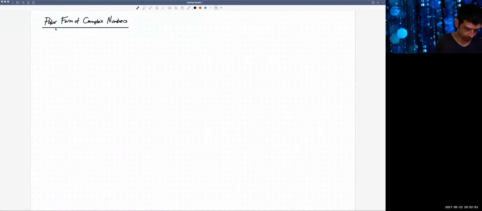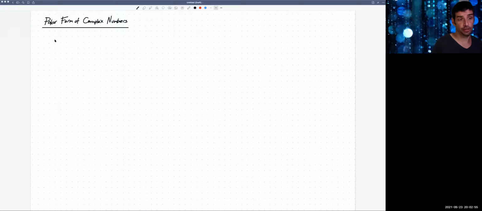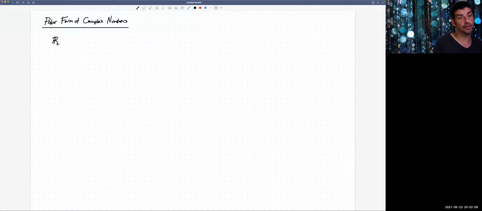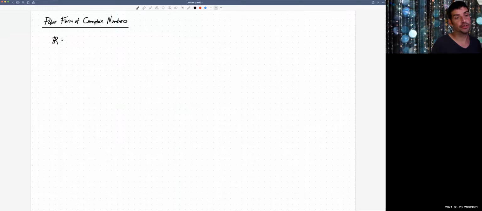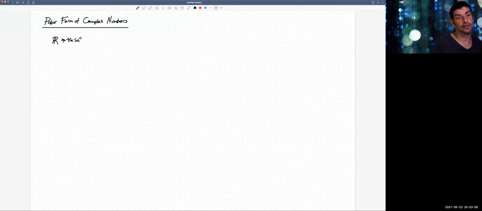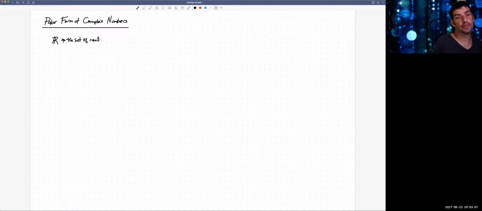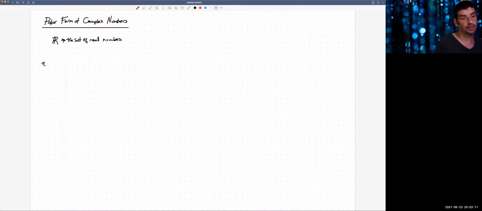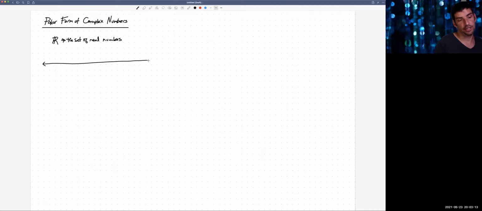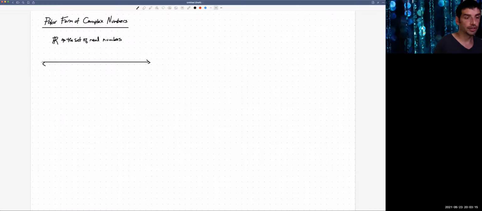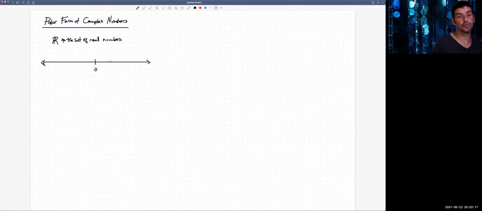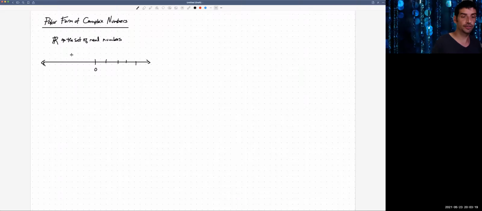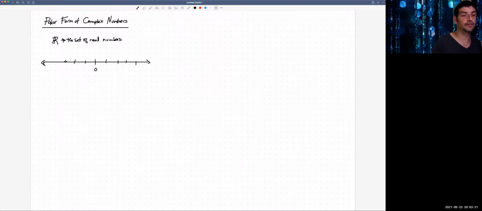So let's start by thinking of our regular numbers, right? So if we look at our real numbers, sometimes we use this symbol for the real numbers. Oops, the set of real numbers. We often picture this set of numbers on a number line, right? So there's our number line. Maybe we put 0 somewhere, right? And we can tick off our positive ones to the right, and our negative ones to the left.